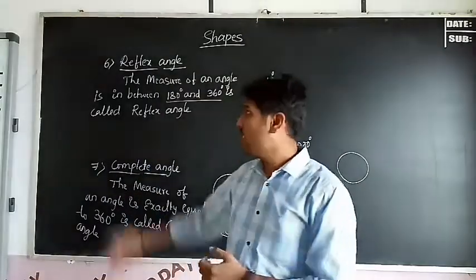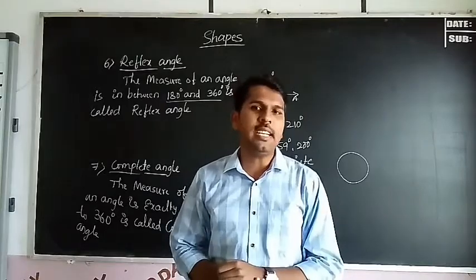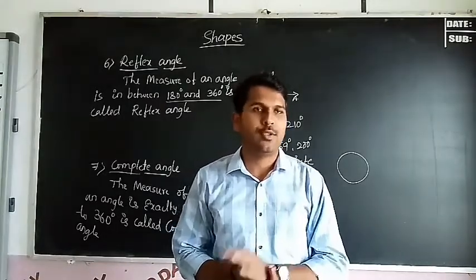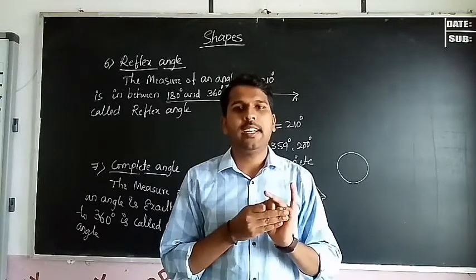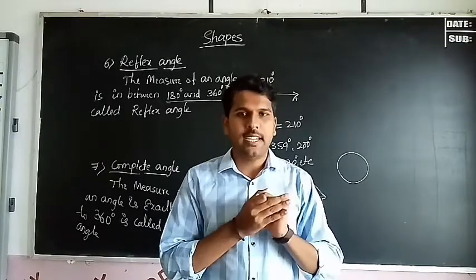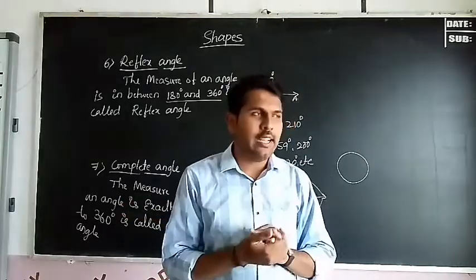Okay, so these are the types of angles. In total, how many types of angles are there? 7 types of angles. What are they? Zero angle, acute angle, right angle, obtuse angle, straight angle, reflex angle, and the last one is complete angle.